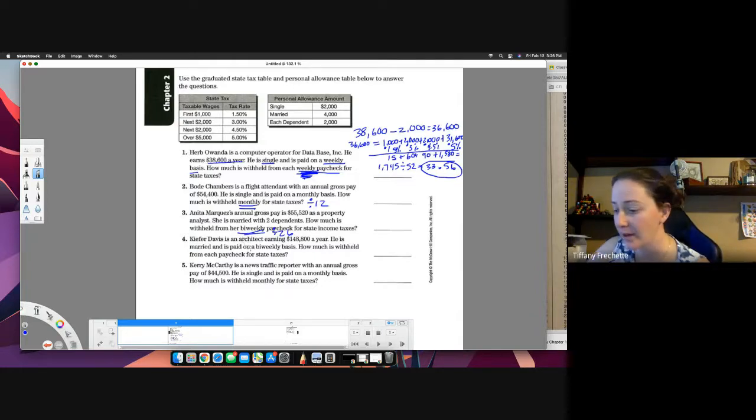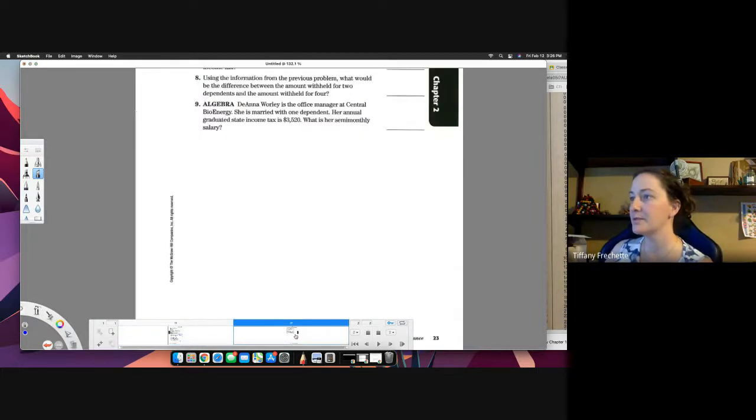So this one is bi-weekly again. They just kind of put it up here. Bi-weekly, how much is withheld from each paycheck for the state income taxes. So make sure you're just reading through and paying attention to the little details there. Let's see. This one is monthly. So that's the only one I'm noting on that one. All right, let's move to the second page here so we can finish this up.